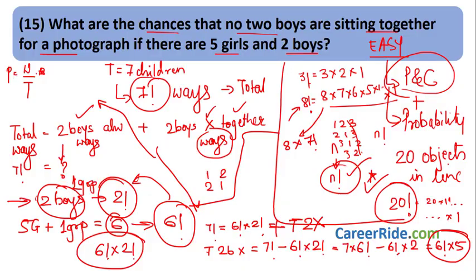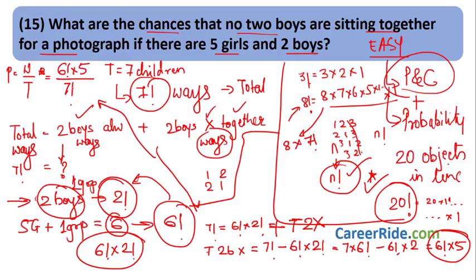We want the probability where the 2 boys are not sitting together. Probability is what I want divided by total number of ways, or total number of ways of arranging the 7 children is 7 factorial. What I want is 2 boys not sitting together for the photograph. In how many ways are both the boys not sitting together? We have calculated 6 factorial into 5, correct.